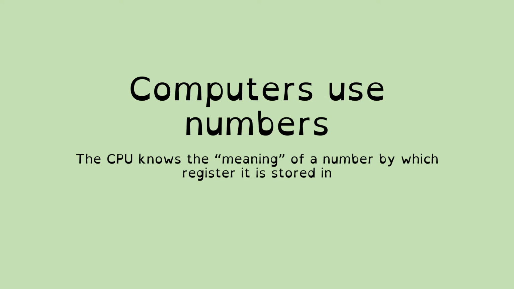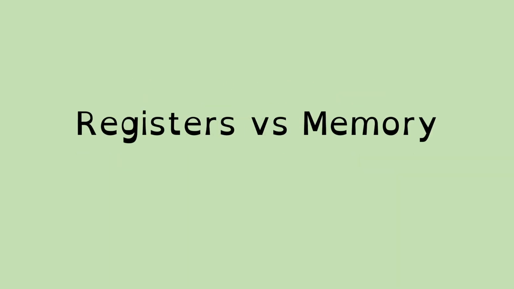So computers use numbers, as I've been saying. The CPU knows the meaning of a number by which register it's stored in. So not all registers are the same in terms of how they're connected to other components, and certainly in terms of how they're interpreted by the CPU. And the numbers themselves don't need to have any kind of extra information to say what kind of number it is. The CPU knows what kind of number it is by which register it is being held in.